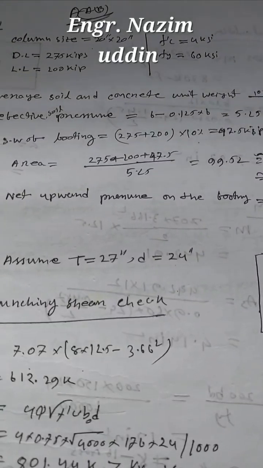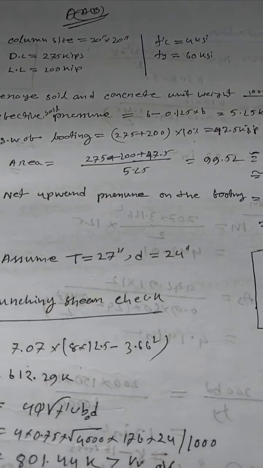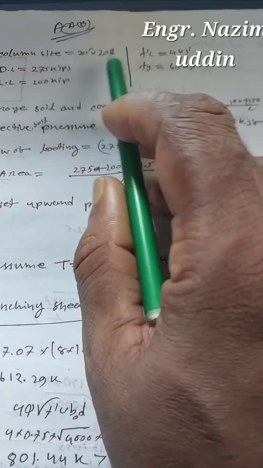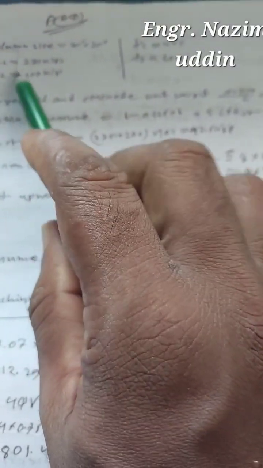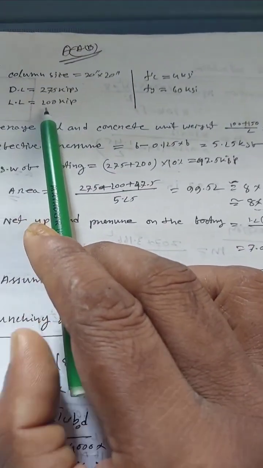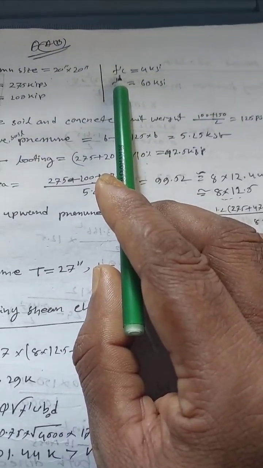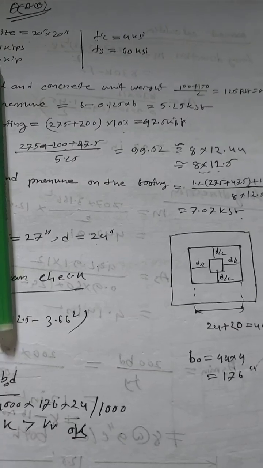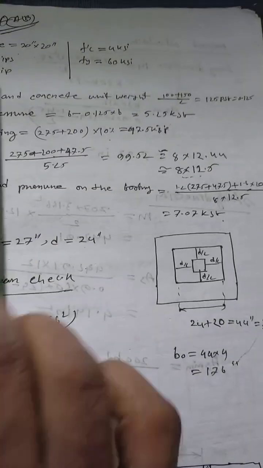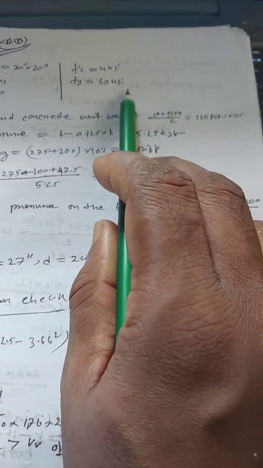Dear viewers, today I shall discuss a single footing. Column size 20 inch by 20 inch, dead load given 275 kips and live load given 200 kips. The concrete strength f'c is 4 ksi and the steel strength fy is 60 ksi.